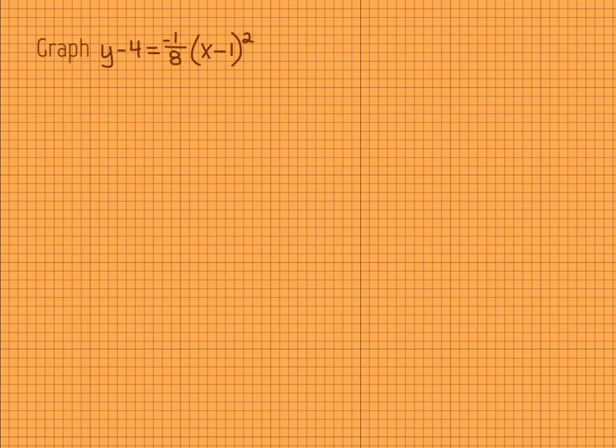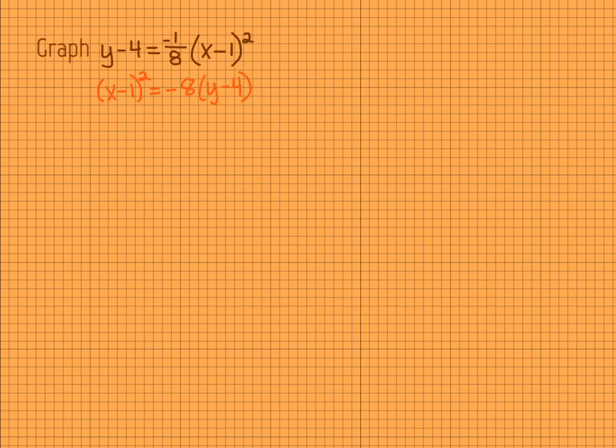All right, here's our final example for graphing. We're going to graph y minus 4 equals -1/8, and then x minus 1 all squared. So again, first thing, we want to make sure that we put it in the right form, meaning we want to get the squared part by itself. So I'm going to multiply the opposite side by -8, and then rearrange it, so I've got x minus 1 all squared equals negative 8 times y minus 4.